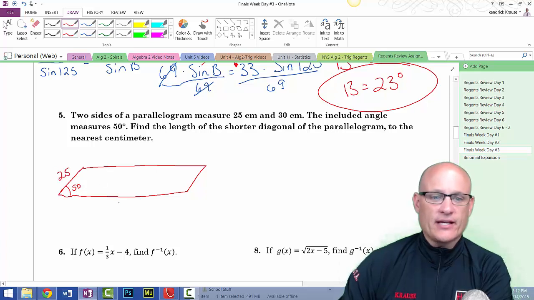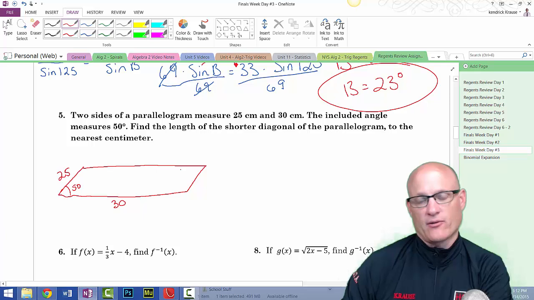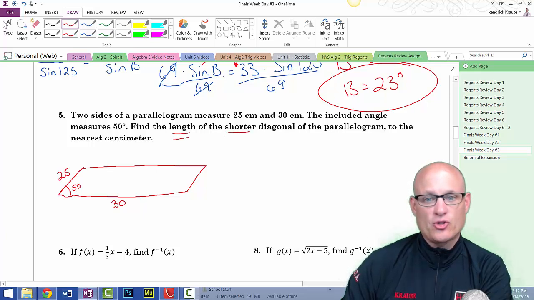25. And yes, I drew this completely to scale, 30. So I want the length of the shorter diagonal. As I drew this, do you see how this is the smaller angle? Right? It is, and that makes this the shorter diagonal.